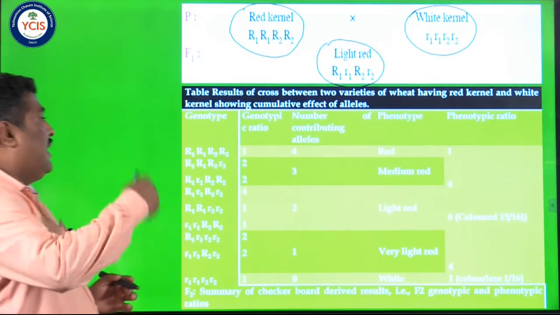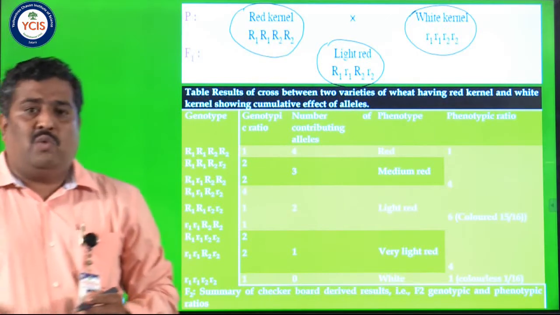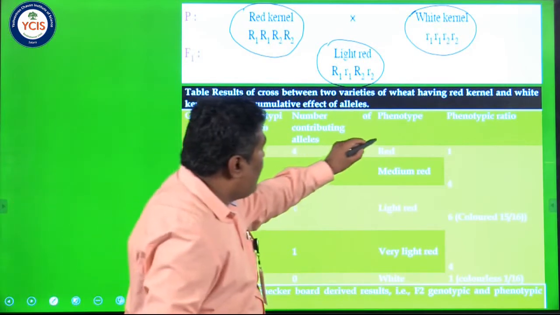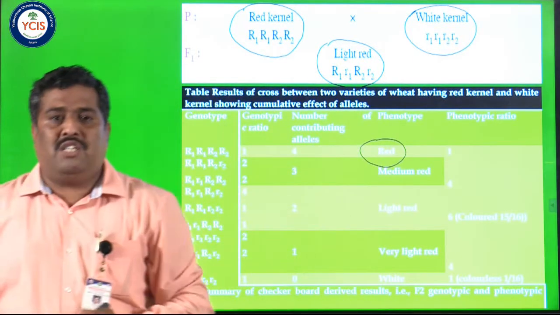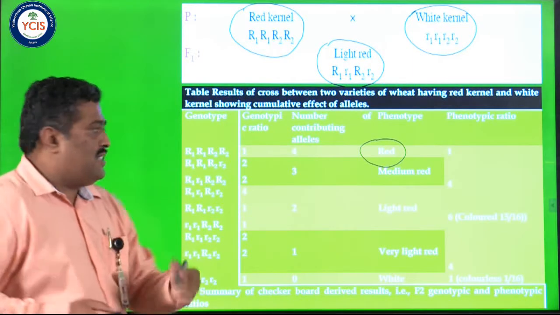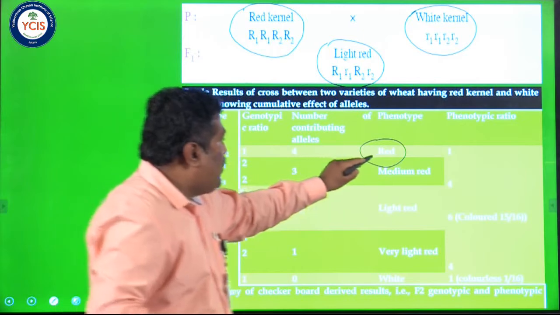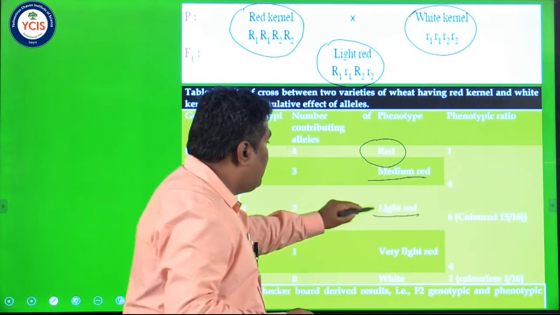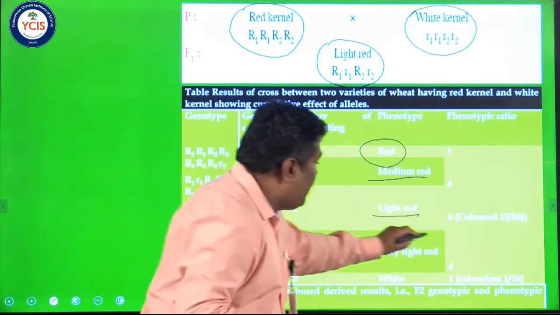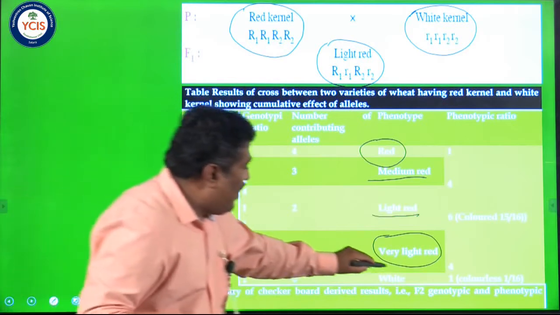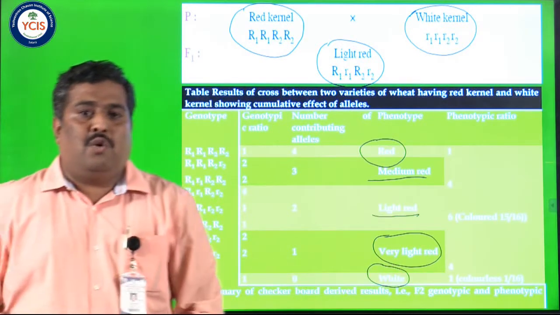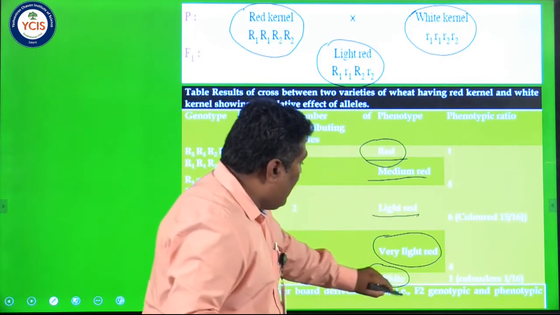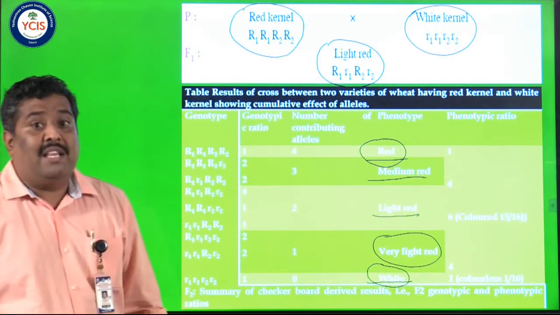When he extended the experiment to the F2 generation, he found a different kind of ratio, with a range of different colors: one individual was red, 4 individuals were medium red, 6 individuals were light red, 4 individuals were very light, and 1 individual was white. So the phenotypic ratio for red is 1:16 and for white is 1:16 in the F2 generation.